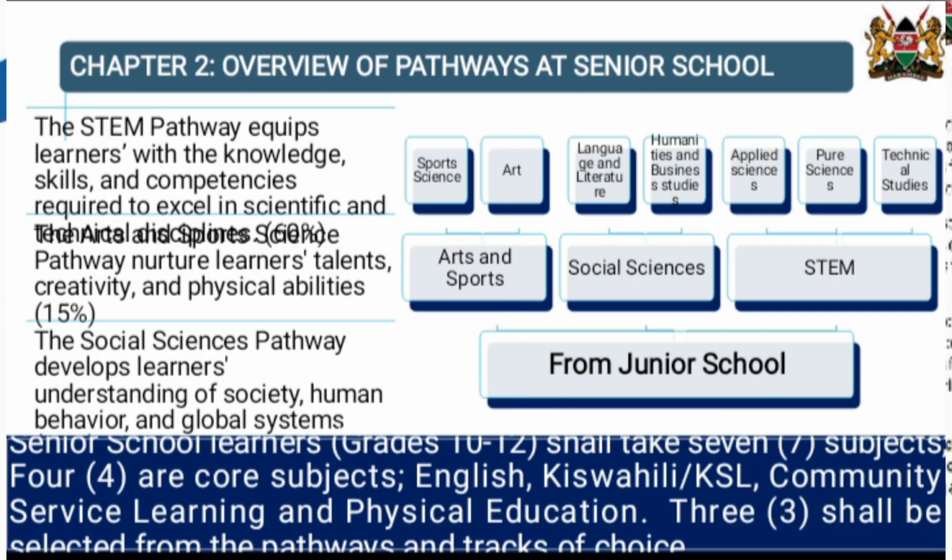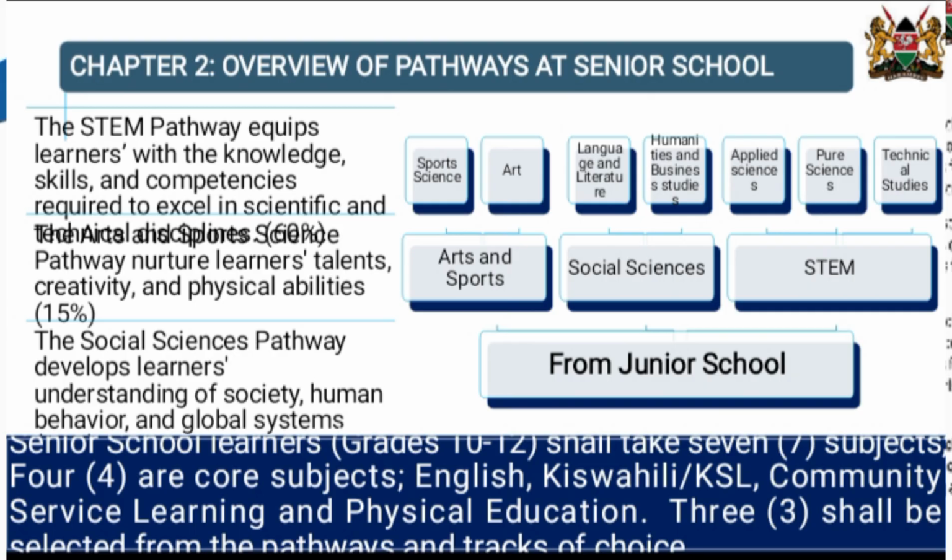That will be carrying 15%. Then we have the social science pathway. It will be developing learners' understanding of society, human behavior, and global systems. That will have 25%. As you can see on your gadget there, we have various pathways. For example, when we talk about art and sports, it will be all about sports science and art.